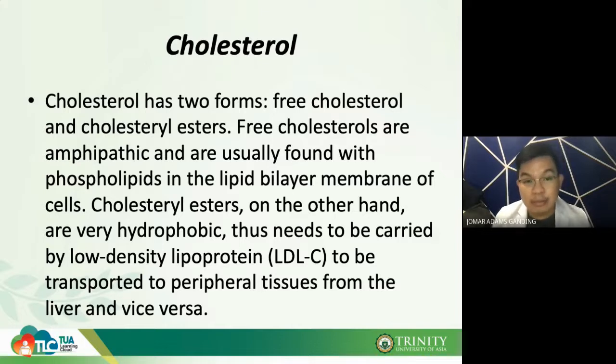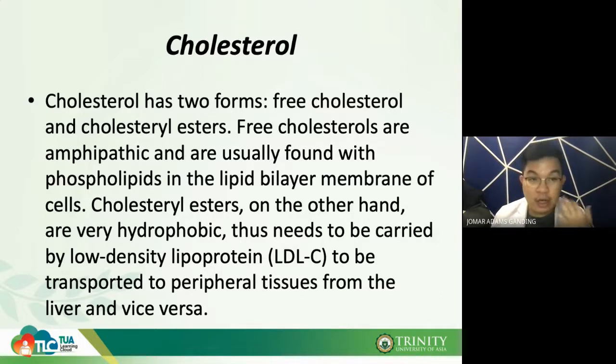So please do remember again that your cholesterol has two forms, your free cholesterol and your cholesterol ester. Your free cholesterol can freely flow in your bloodstream because it is amphipathic. Your cholesterol esters, on the other hand, cannot be transported freely in your bloodstream. That's why they need a carrier molecule in the form of your low density lipoprotein, or LDL-C, that will transport your cholesterol ester from the liver going to your peripheral tissues.